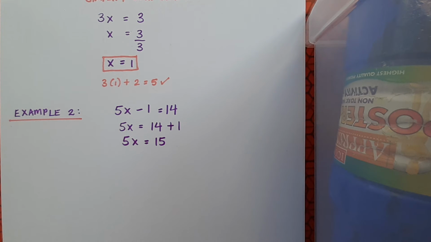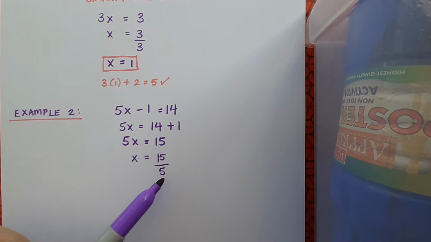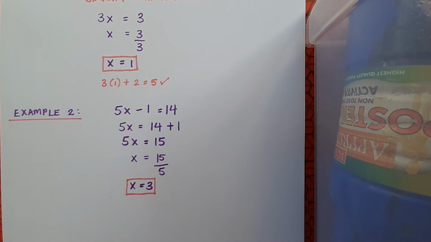I'm not quite there yet because I want to get the x by itself. So x can stay on the left-hand side. 15 is already on the right. And the coefficient 5, which is multiplying on the left, comes across to the right-hand side of the equal sign and divides instead. I can now calculate my solution, and it's x equals 3.